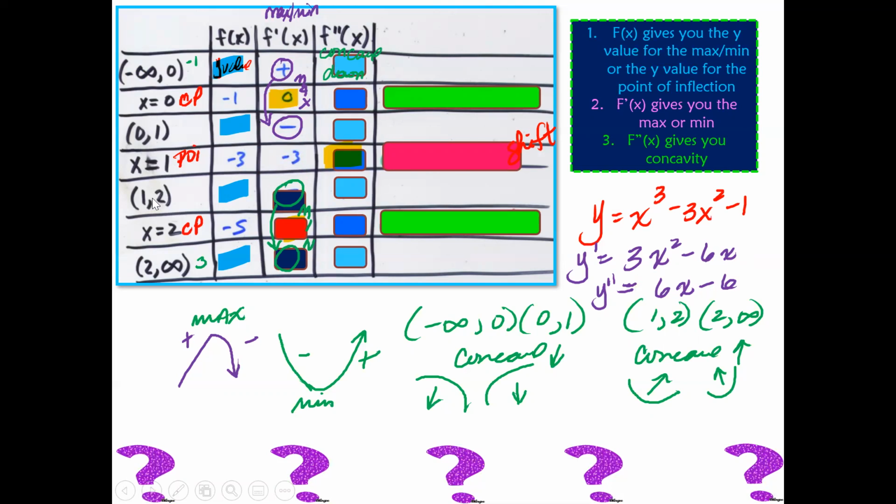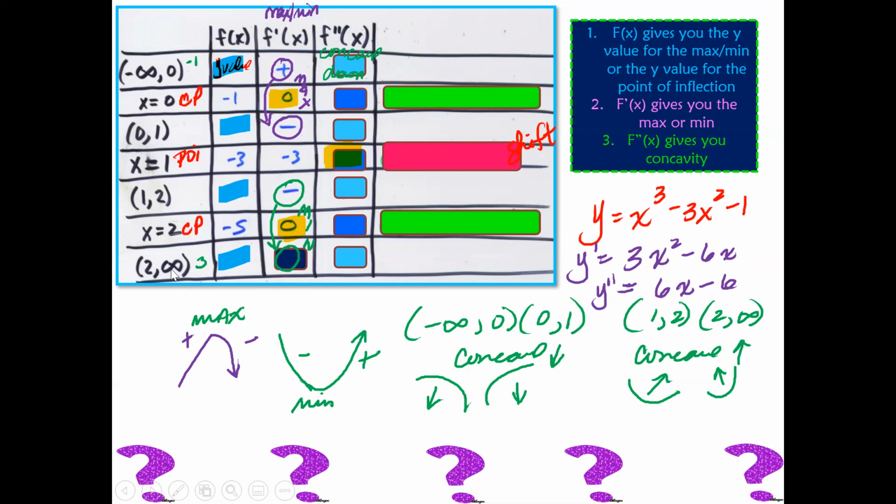When you pick a point between 1 and 2, so you could do 1.5, plug into this equation for f prime of x, you're going to get a negative sign. When x equals 2, you plug it in here. 2 times 2 is 4. 4 times 3 is 12. 2 times 6 is 12. So 12 minus 12 is a 0.